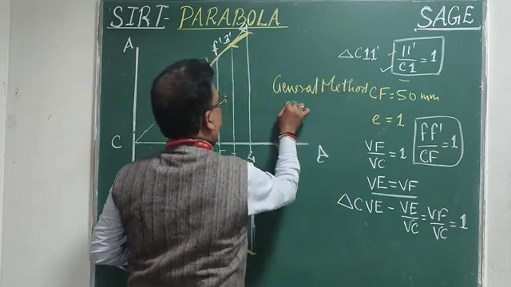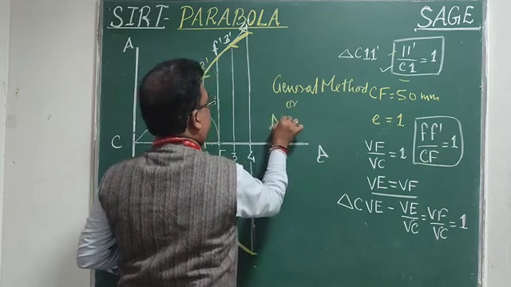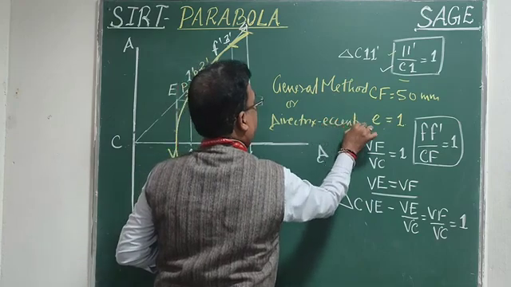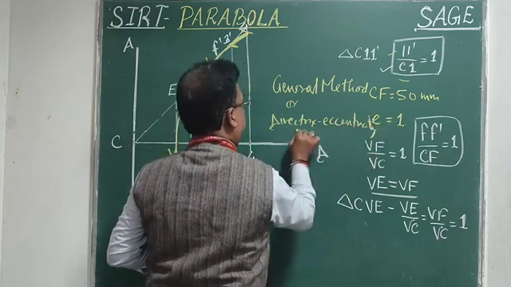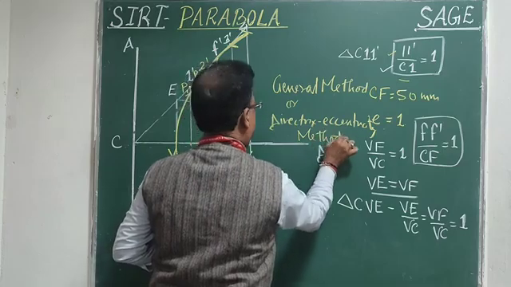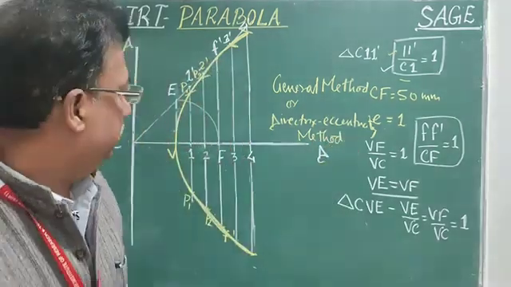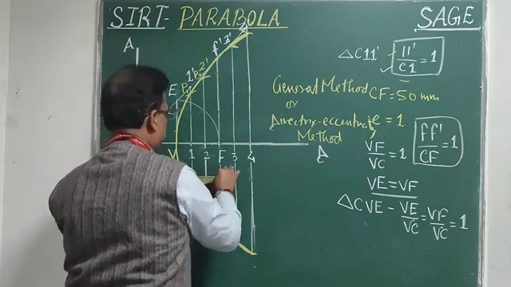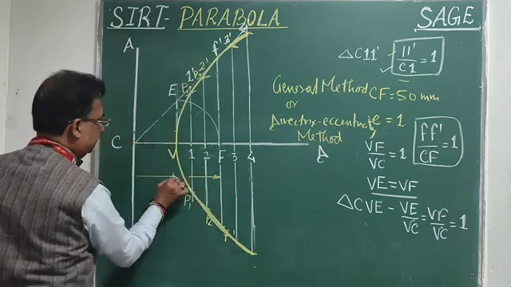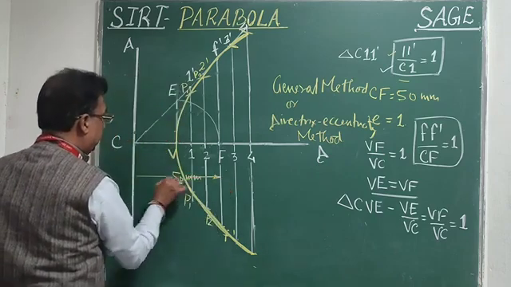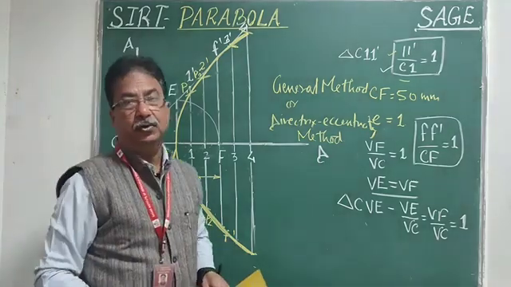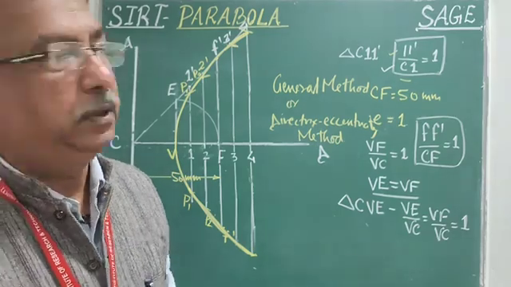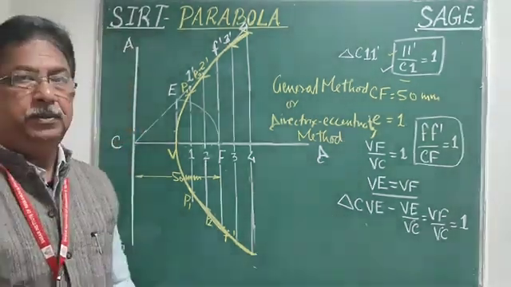Or you can also call that directrix and eccentricity method. In this particular problem, this distance will be given to us, the distance of the focus from the directrix. So with the same method, now you can also draw ellipse as well as hyperbola. So hope you understand the problem.